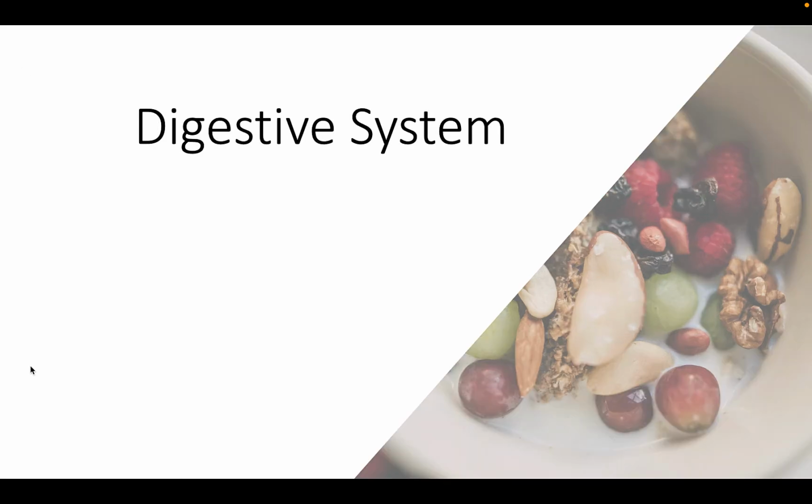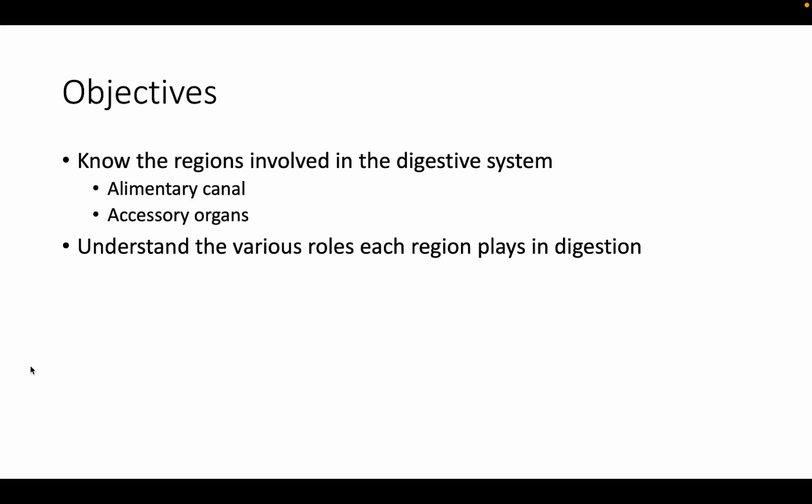Okay, so let's go ahead and discuss the digestive system. Just a few general objectives. By the end of this lecture, we will know the regions involved in the digestive system, such as the alimentary canal and the accessory organs. And then we'll also be able to understand the various roles that each different region along the alimentary canal, as well as the accessory organs, contributing to the digestive process.